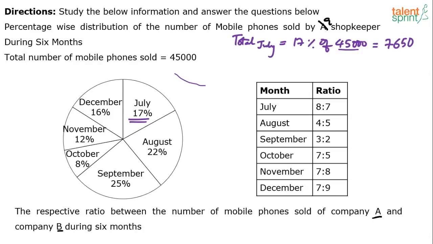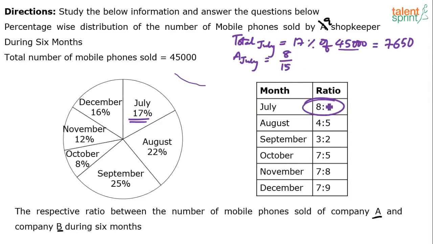Now, what else can be calculated? Mobile phones of company A and mobile phones of company B. So how many mobile phones of company A were sold in July? How do you get that? The ratio for the month of July is 8:7, company A versus company B. So 8 parts out of a total of 15 parts.